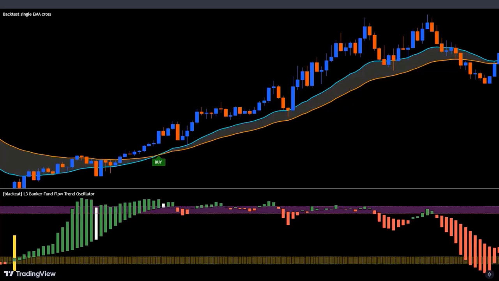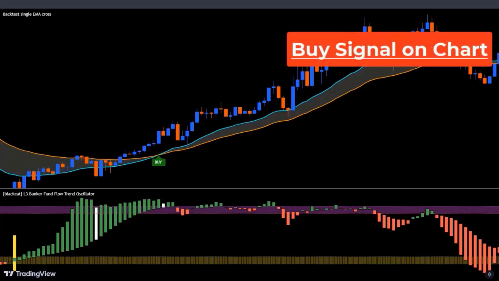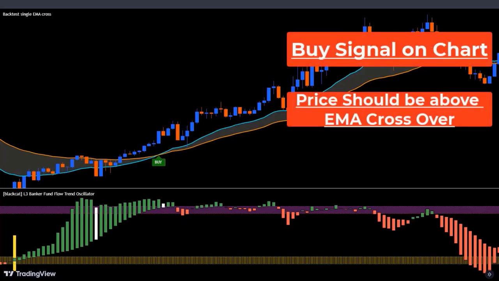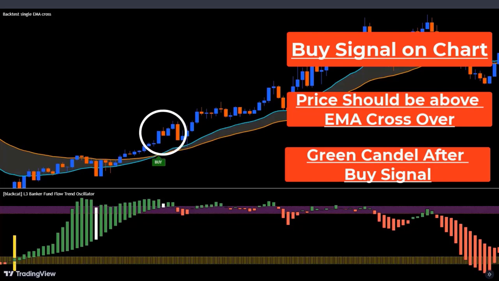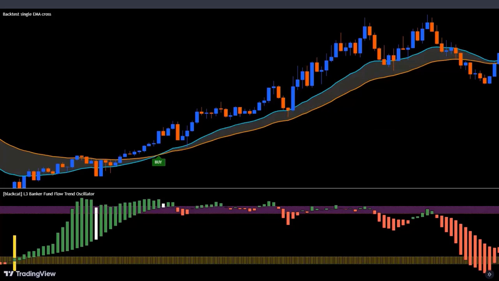In this case, we can see that all three conditions have been met. There is a buy signal on the chart, the price is above the EMA crossover, and a positive candle has appeared after the buy signal. This gives us a strong indication that we should enter a buy trade.